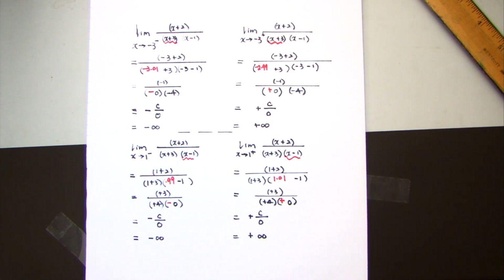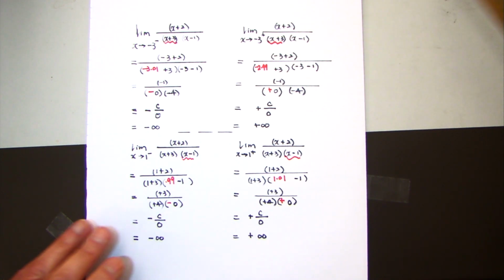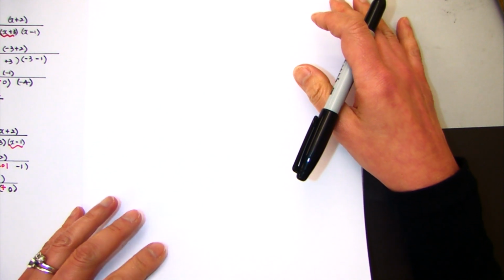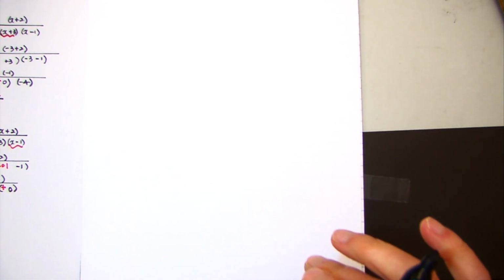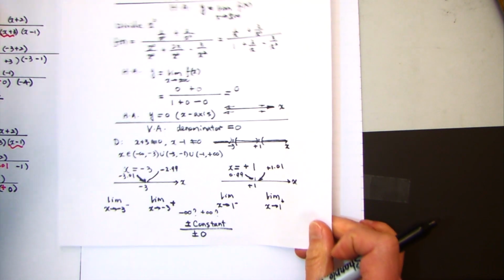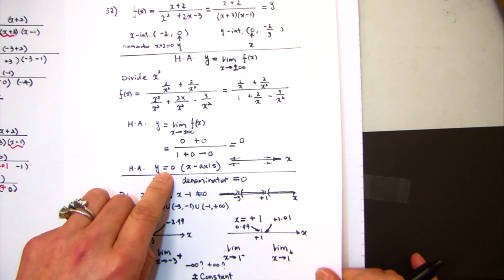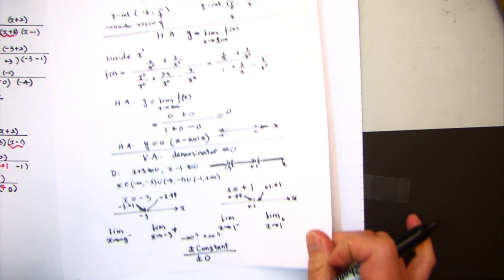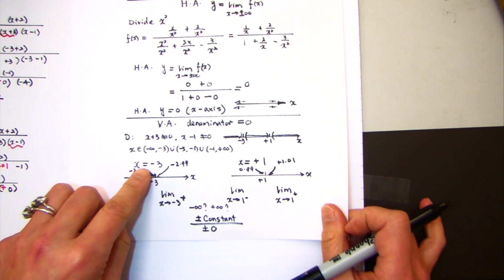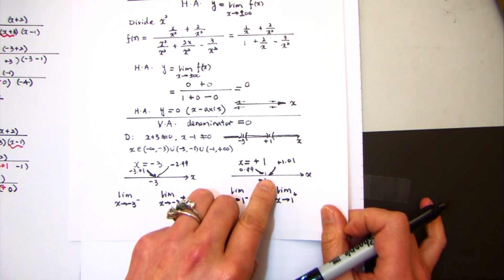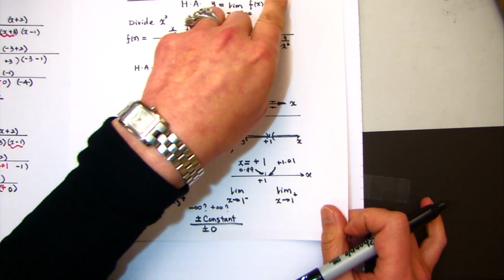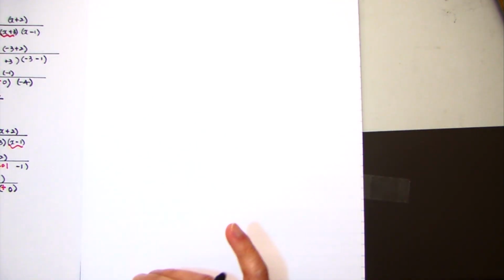Now I think we should put all this together and sketch the graph, shall we? This is going to be exciting. So first, let's keep track of what we have here. We have horizontal asymptote at the x-axis. We have 2 vertical asymptotes, x equals negative 3 and x equals positive 1. And then we also have some intercepts.